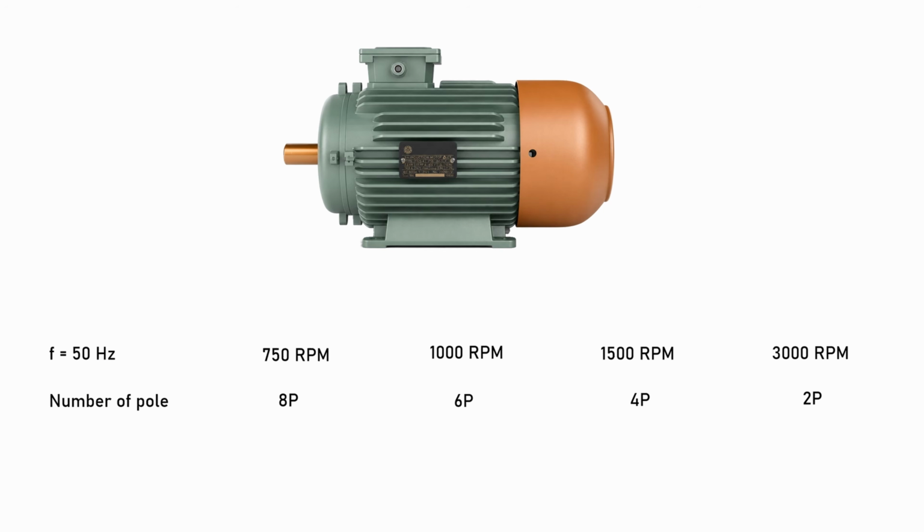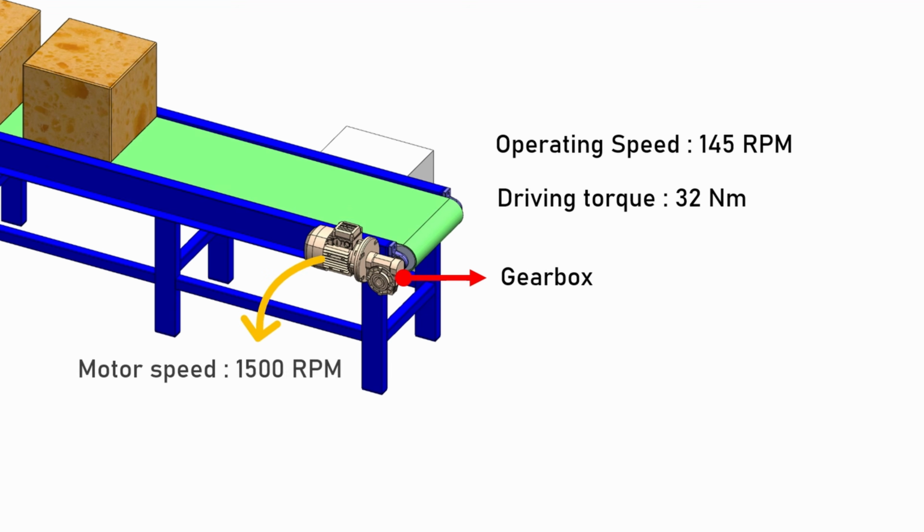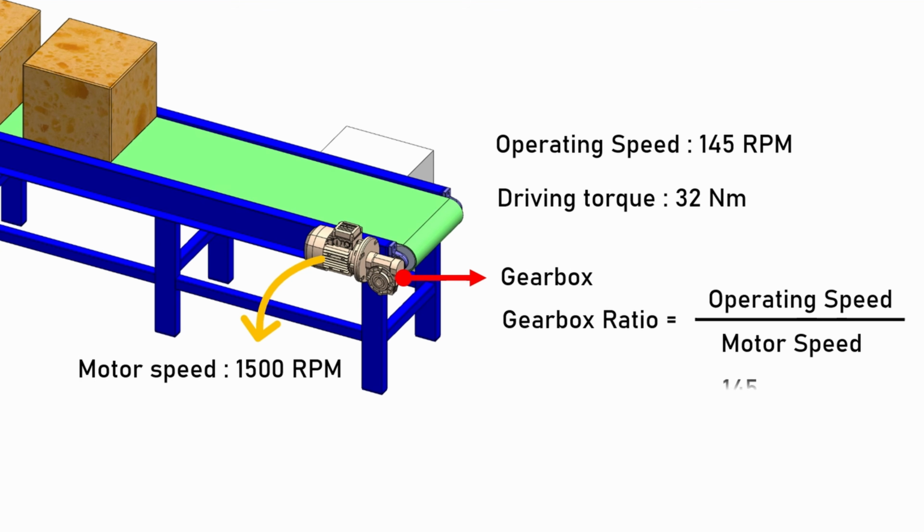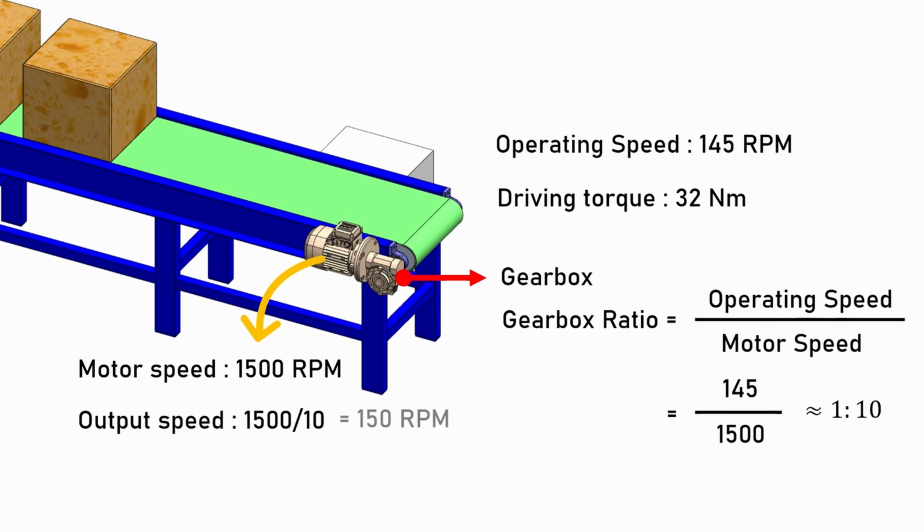For example, if we select a 4-pole AC induction motor, its operating speed is around 1500 RPM. 4-pole induction motors are generally a good balance between speed and torque performance. So the required gearbox ratio becomes motor speed divided by operating speed, which would be around 1:10 ratio. Now with the gearbox, the operating speed becomes around 150 RPM, which matches our required conveyor speed.